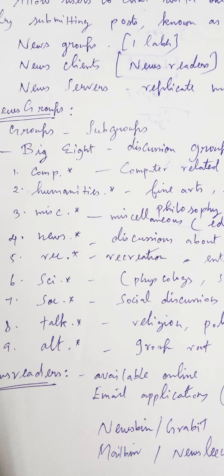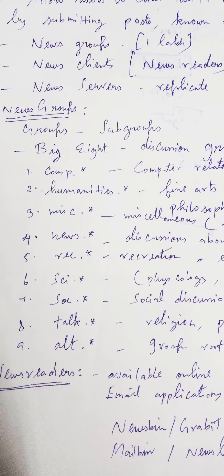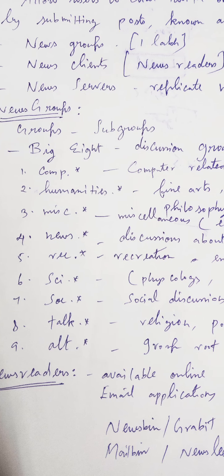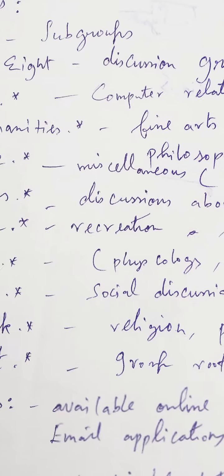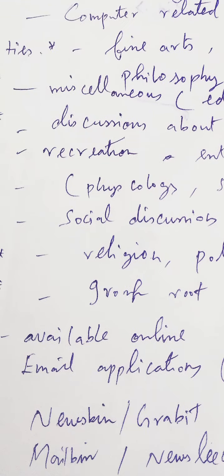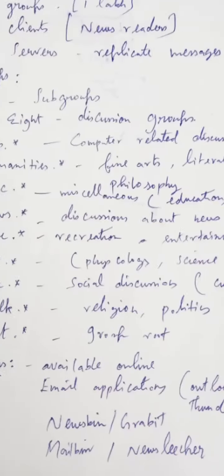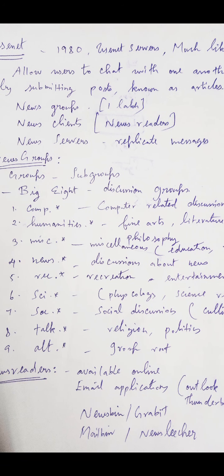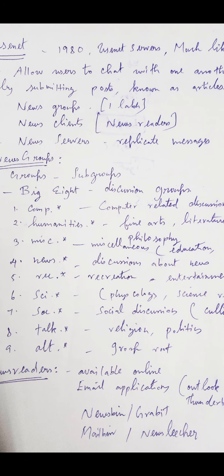And then you have one more, the important thing, ALT. So ALT is going to be a root group for everything, so which is going to be the root group for all the groups, so which is going to act like a main group. And under this main group you will have various subgroups.